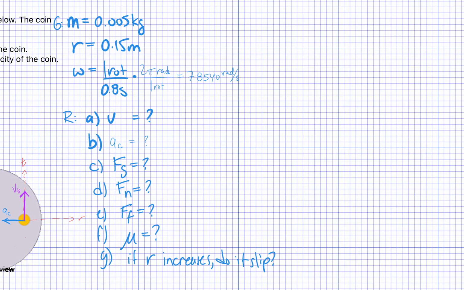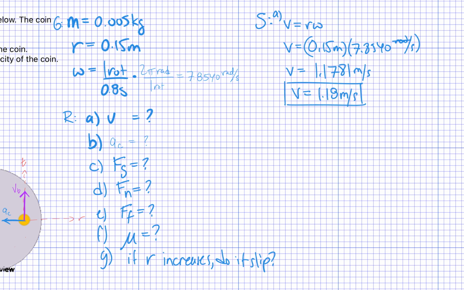Okay, the instantaneous velocity of the coin. The way that I'm going to get the instantaneous velocity is I just solved for omega. So V equals R omega. This is off the equation sheet. So V equals 0.15 meters times the omega, which we solved for, which is 7.8540 rad per second. Remember, those radians aren't really a unit, so don't get scared when we get something weird looking. I'm getting 1.1781 meters per second, and we'll round that to 3 sig figs. So I have 1.18 meters per second. Okay, box and move on with your life.